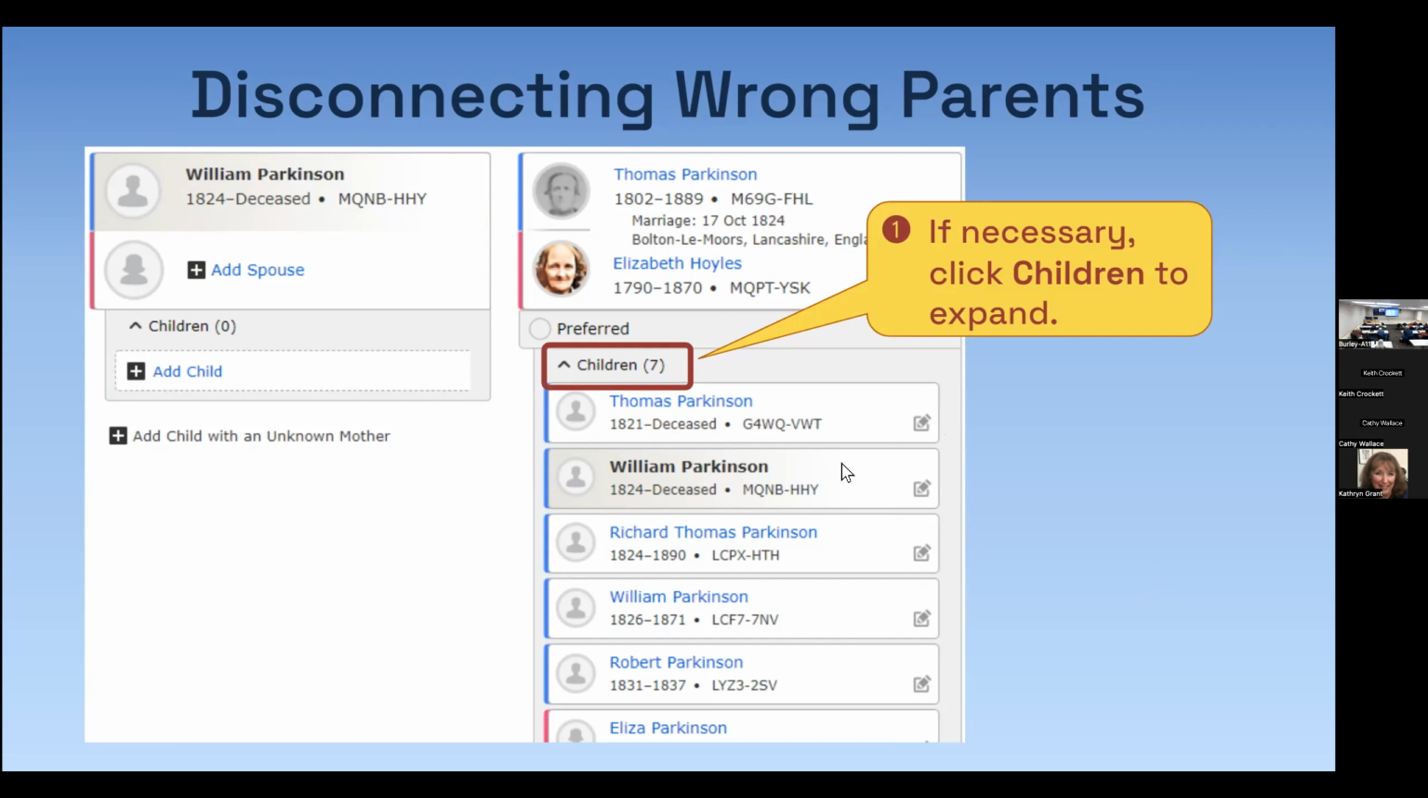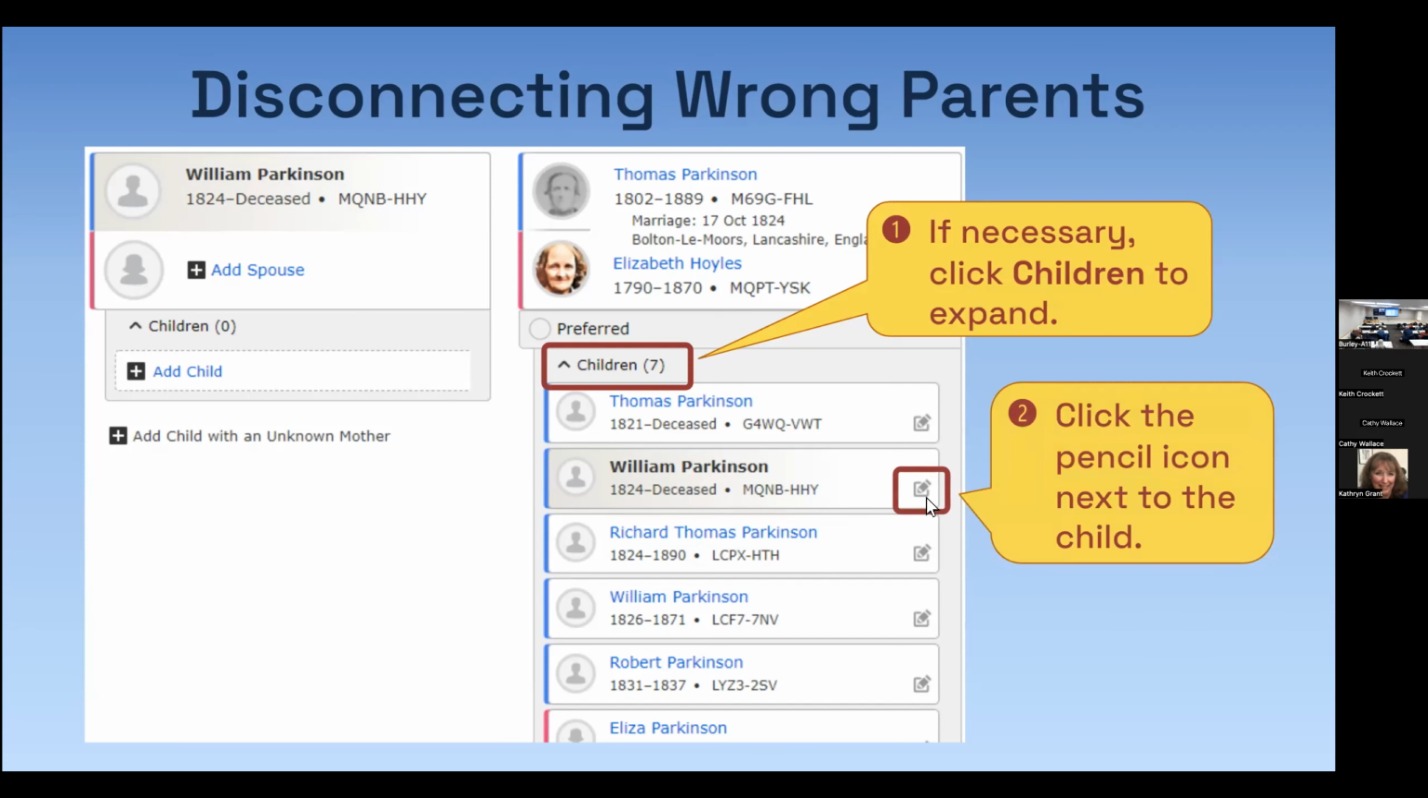Okay, so if you go to a page and you expect to see children, but you don't, it probably means the children are collapsed. So if the number of children is greater than zero, but you don't see children, just click the word children and it will open up the list of children. So click that if you need to, and then for William, we want to click the pencil next to his name. Again, this pencil looks slightly different since they've redesigned the interface, but it's still a pencil.